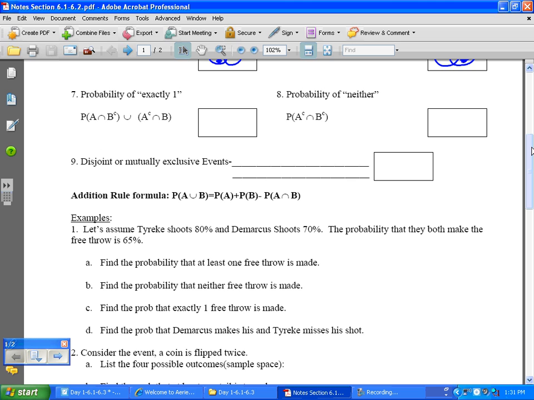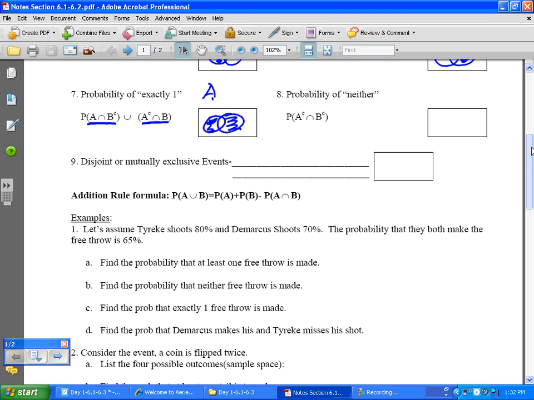Probability of exactly 1. Exactly 1. This is saying everything that's A and not B, everything that's B and not A. So hopefully you have something filled out like that. The intersection you can't count. Okay? Everything that's A and not B.